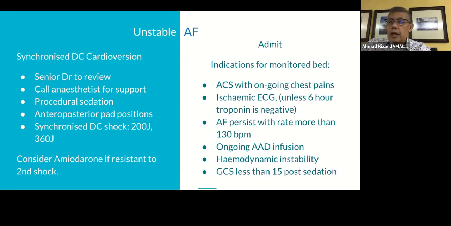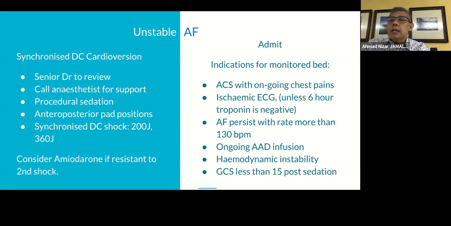Now, if you find that they are still in atrial fibrillation, then you might want to consider amiodarone before attempting DC cardioversion again. So once they are cardioverted, you have to make a decision with regards to where they should be admitted, whether to a monitored bed or a general ward. Some of the things that you might want to consider: if the patient presents with acute coronary syndrome with ongoing chest pain, obviously they should be in a monitored bed.